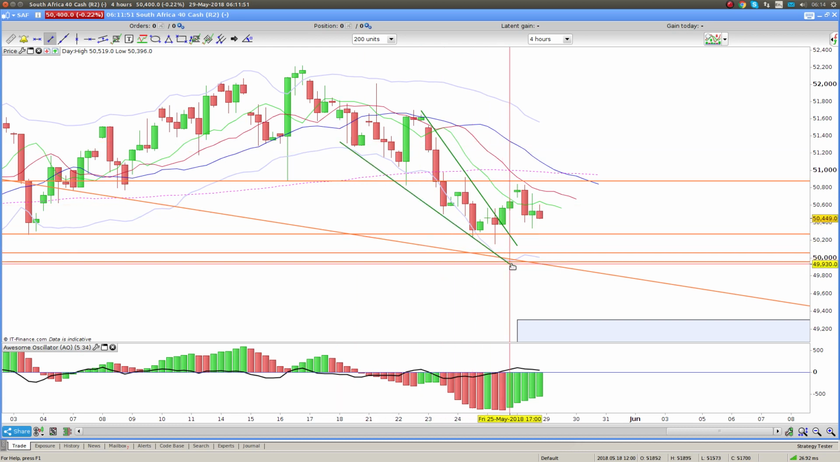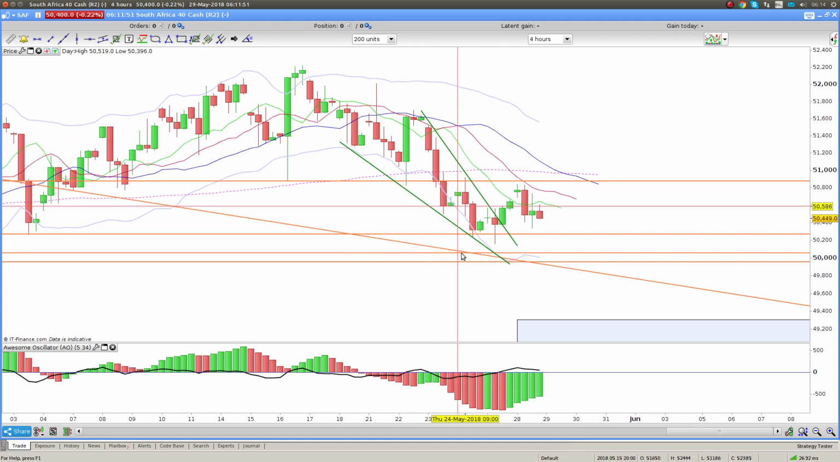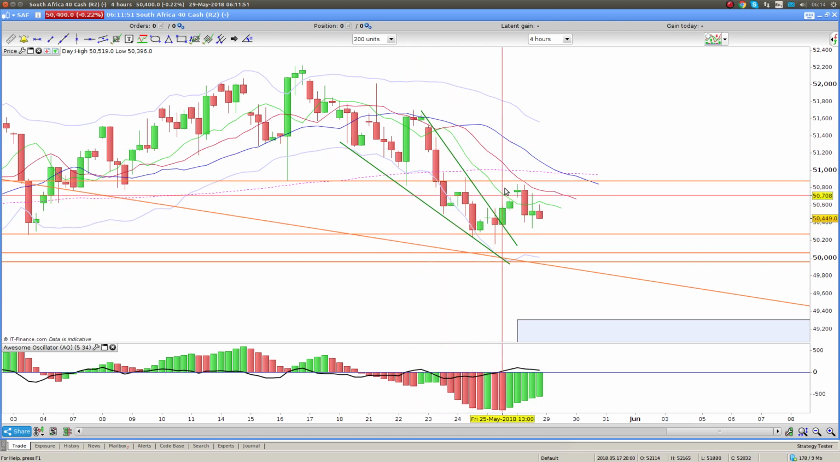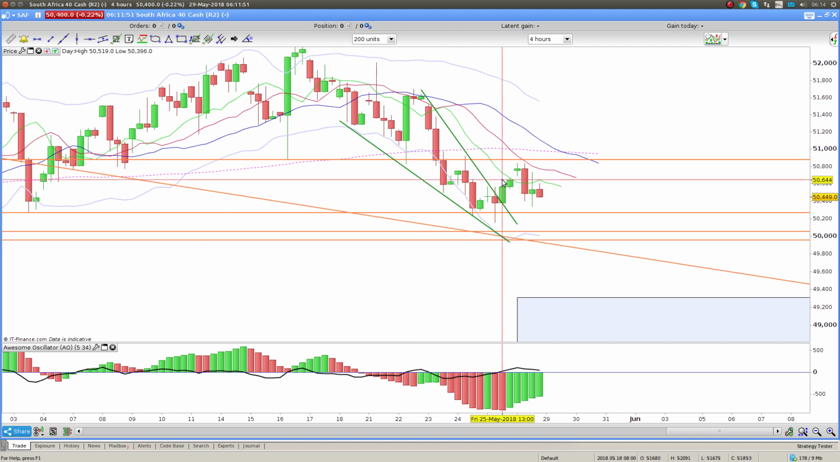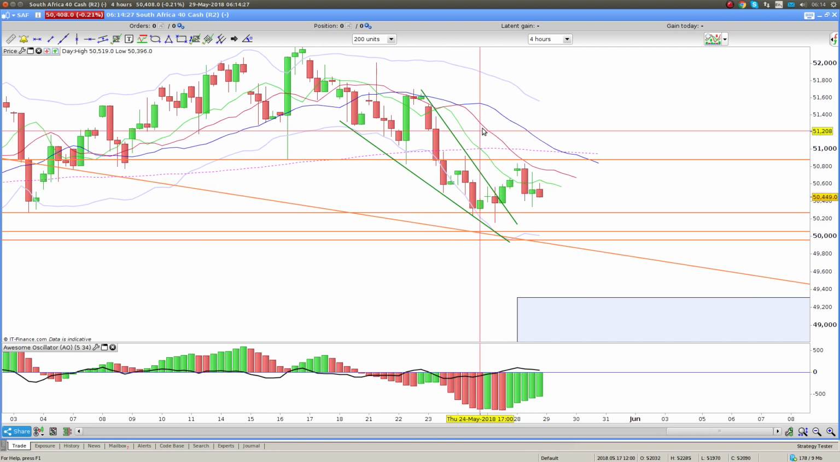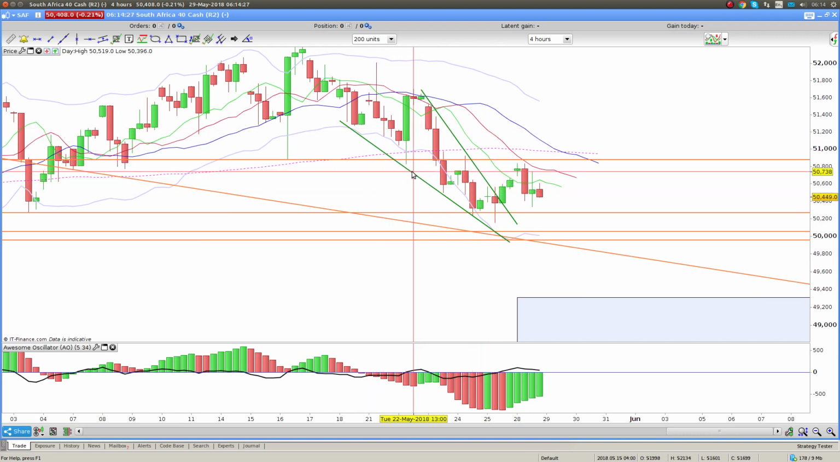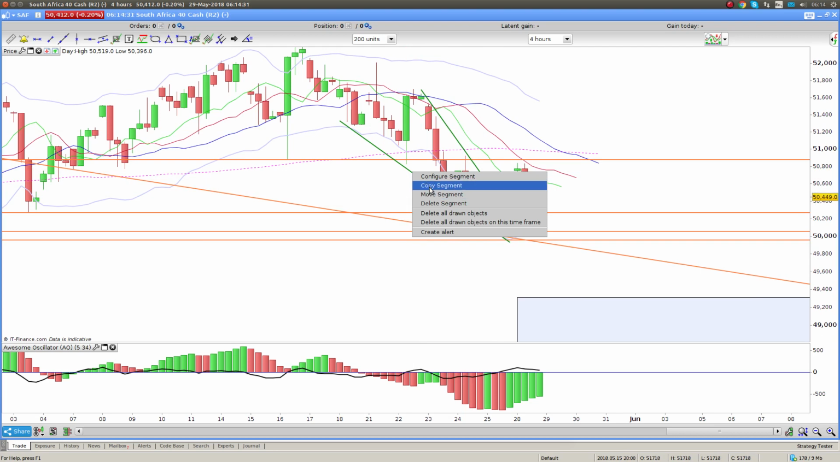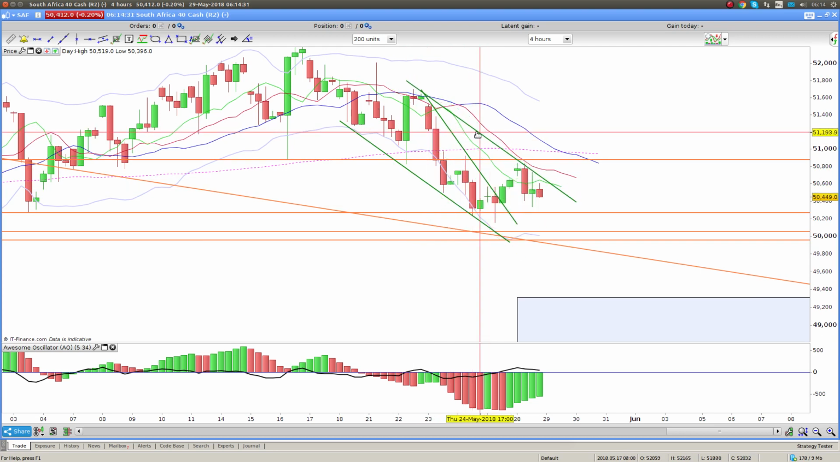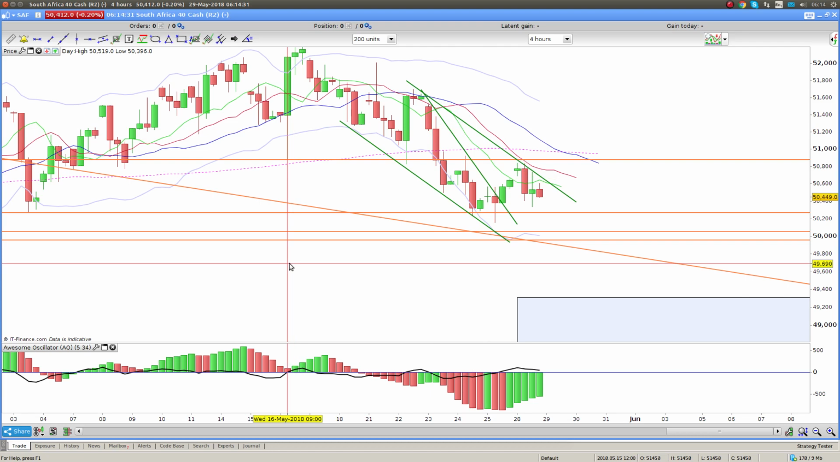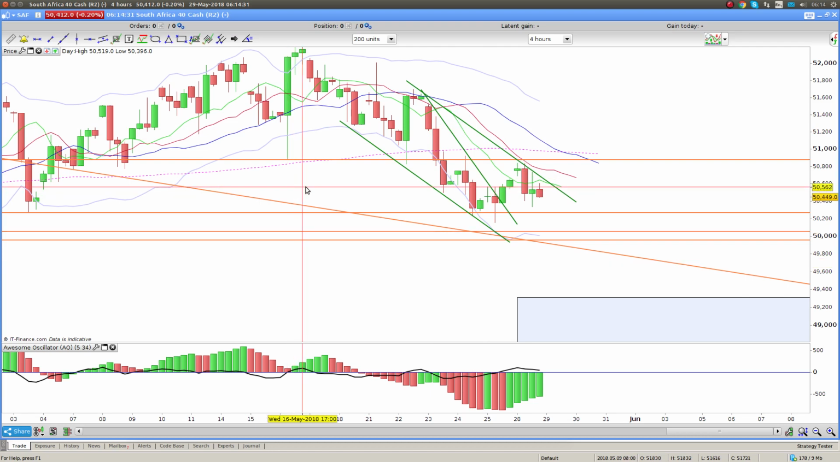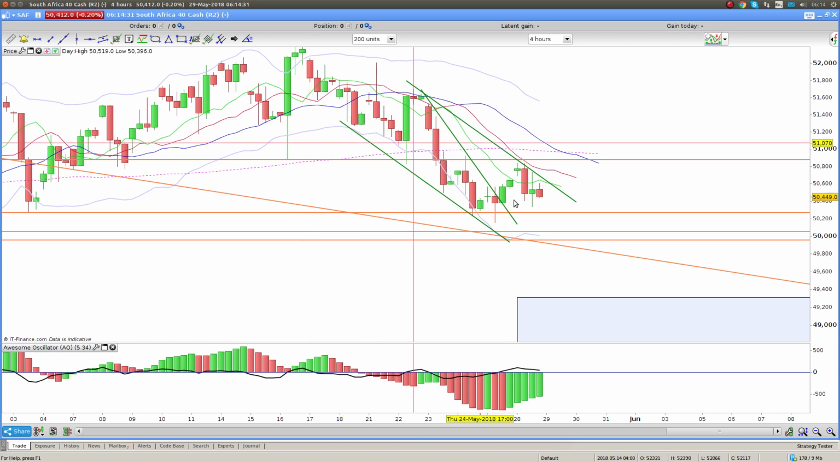Okay, so you have a pretty well defined wedge which is glaringly obvious, and then you think, well, I'll trade the break of this, and off it goes. But basically, what often happens is the following: it always turns into a channel. Okay, so I can't tell you how many times I see this happen, especially on the Aussie.